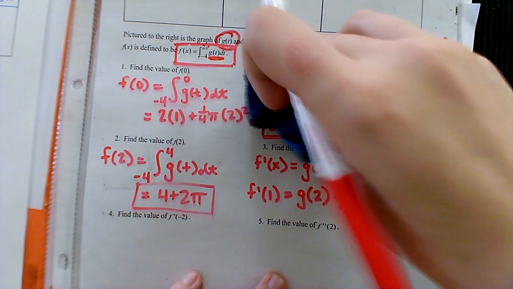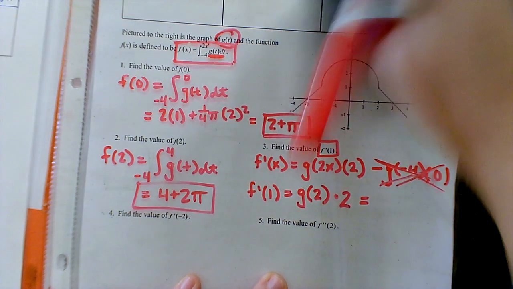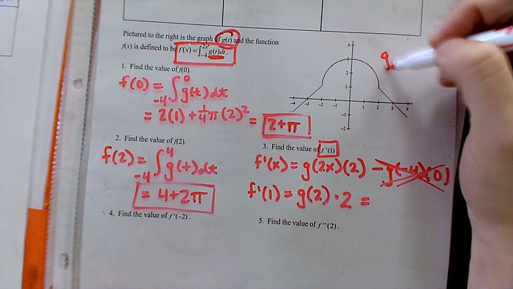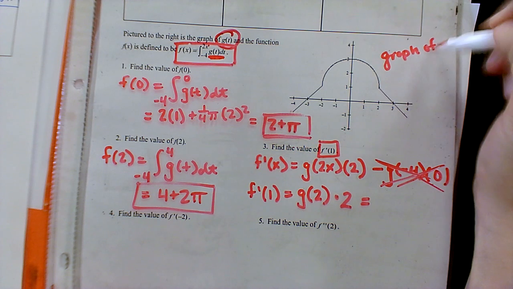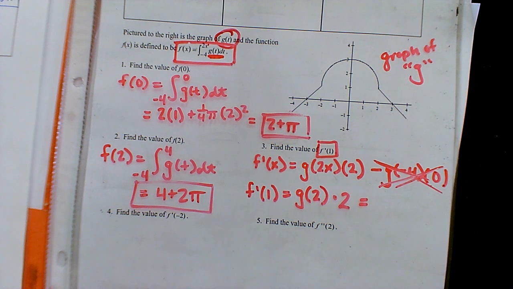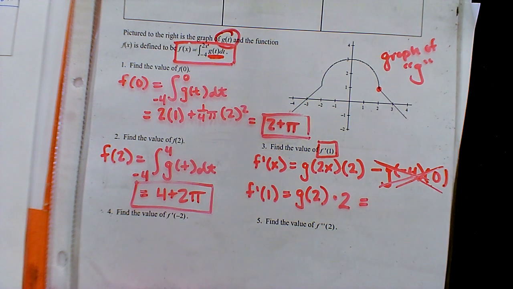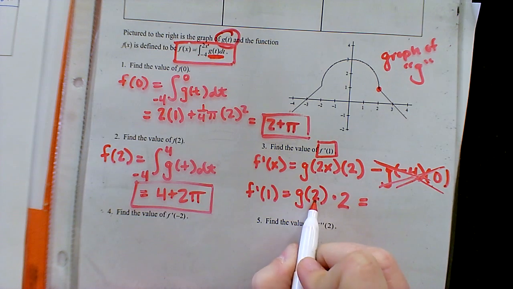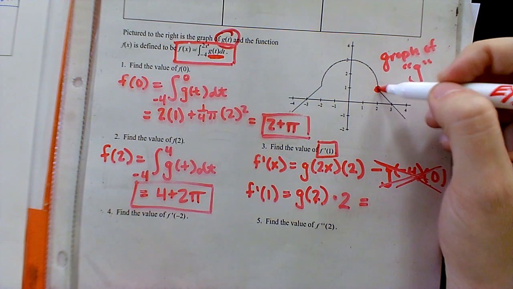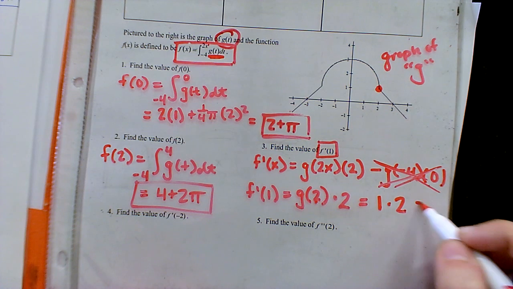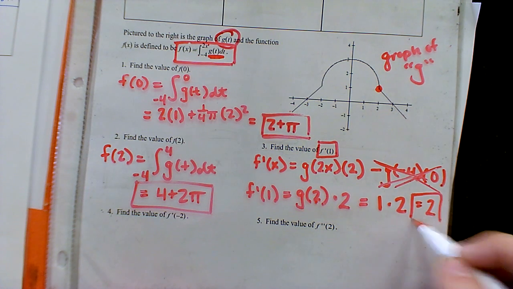Can we figure out g of 2? g of 2 is 1. Again, this was the graph of g. So if you're plugging in 2 into this graph, you're going to get out a point value, which in this case is 1. So 1 times 2 is going to give us a 2.